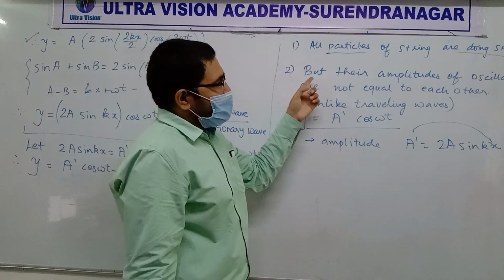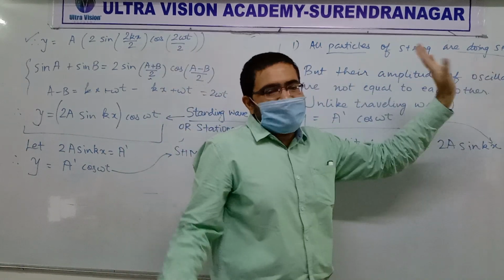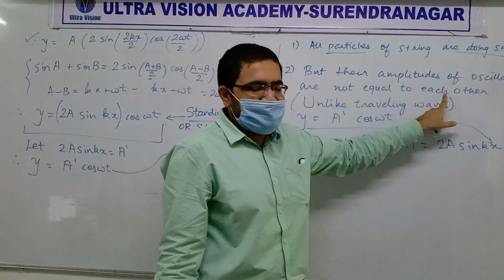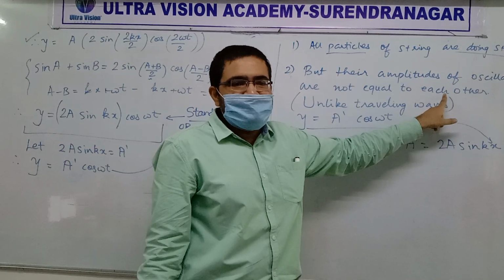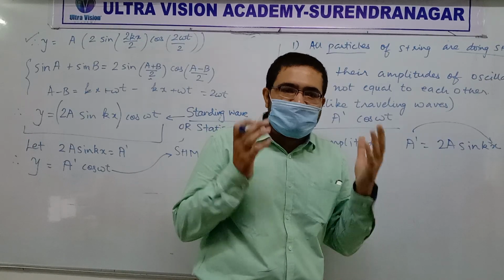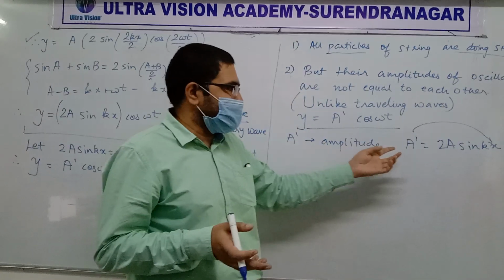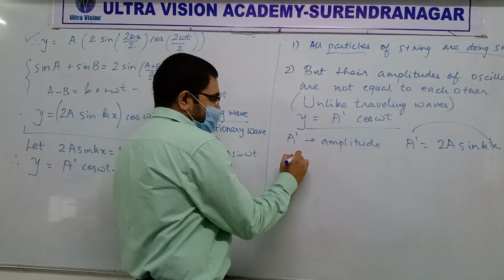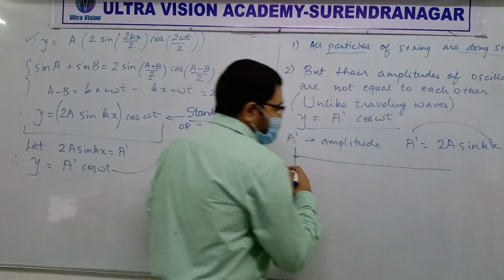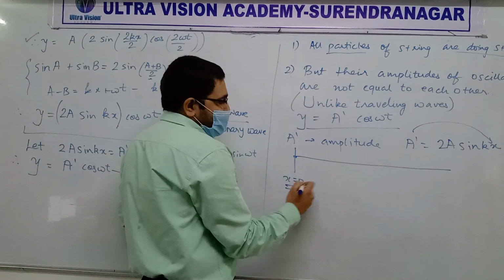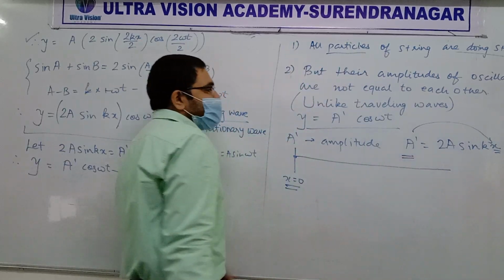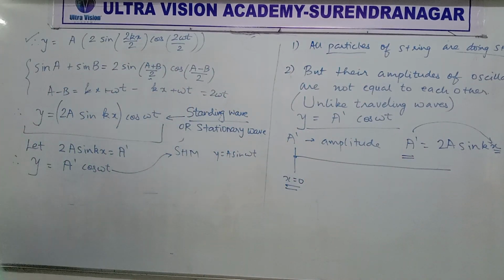So all particles are doing SHM, very good, but their amplitudes are not equal to each other. That is, every particle does not have the same amplitude. What's the reason again? Suppose here is the string starting at x equal to 0. As you go towards the right side, the x coordinate will change, and if the x coordinate changes, the amplitude will also change. Got it?